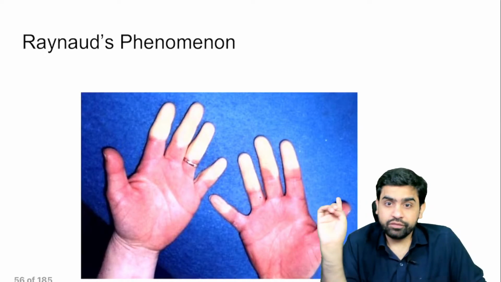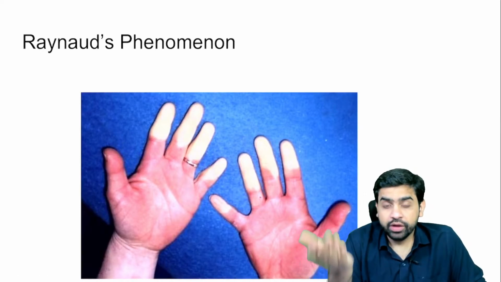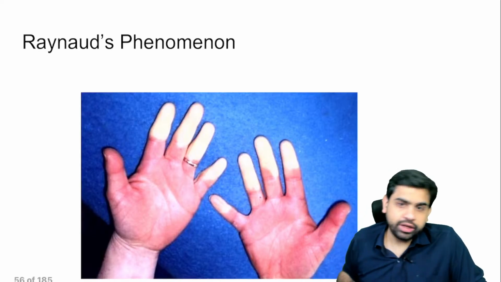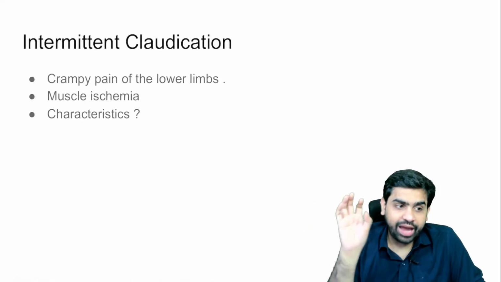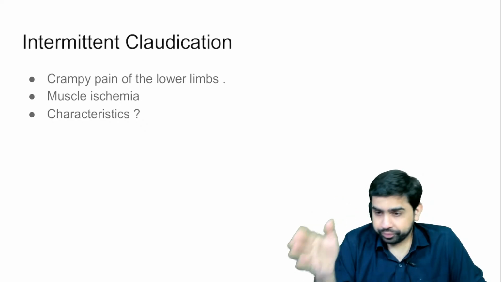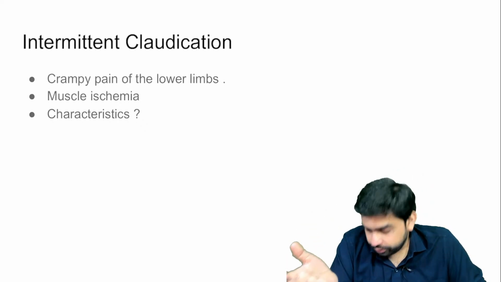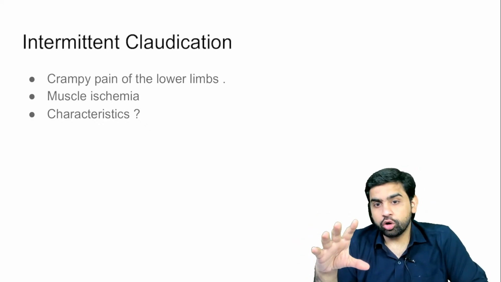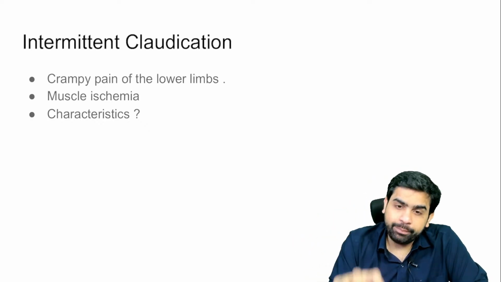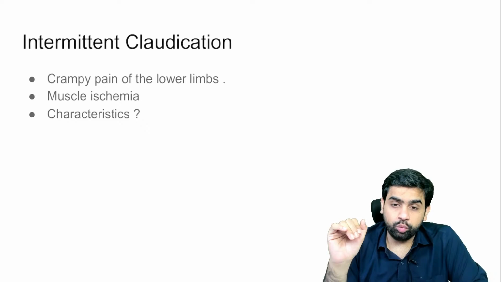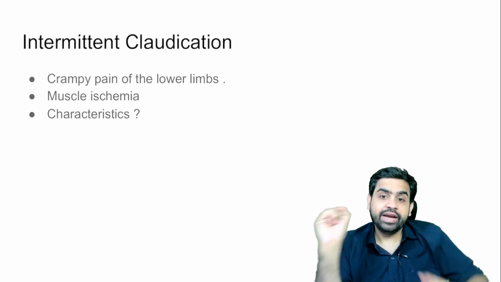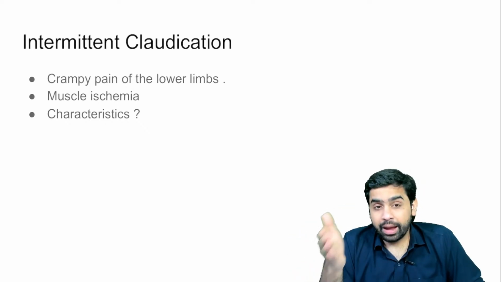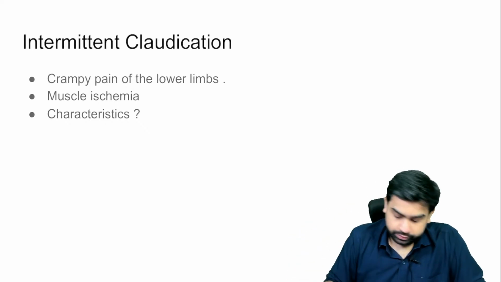This is not specific for Buerger's disease. This can happen with a lot of other connective tissue disorders, like SLE and scleroderma. But the characteristic thing about peripheral vascular disease, or Buerger's disease, is intermittent claudication. So what is intermittent claudication? This is the cramp-like pain which you get in the legs when you start to walk. This is what is referred to as intermittent claudication, cramp-like pain in the lower legs. This happens because of muscle ischemia.